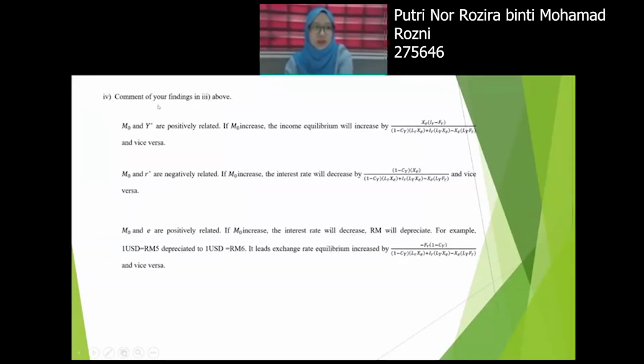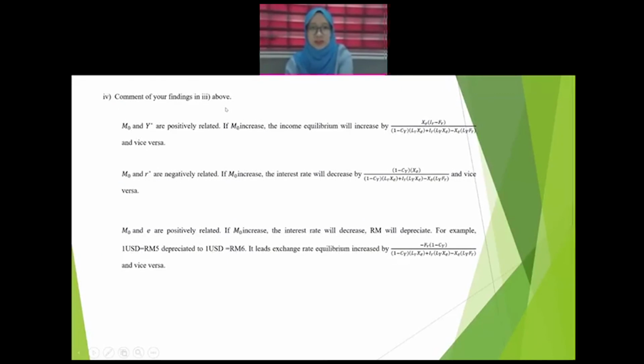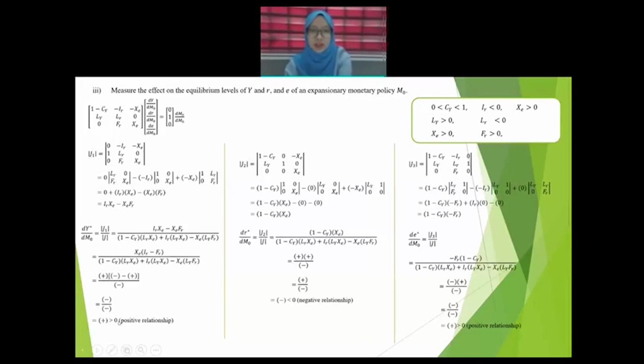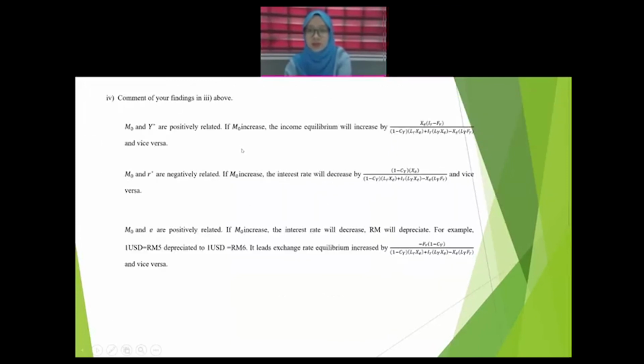Okay, so today I will present about question number 4, which is comment on your finding in question number 3 above. I will comment about these 3 things, which is this one, and this one. Okay, for the first one, M0 and Y is positively related, which is if M0 increase, the income equilibrium will increase by this one, and vice versa.